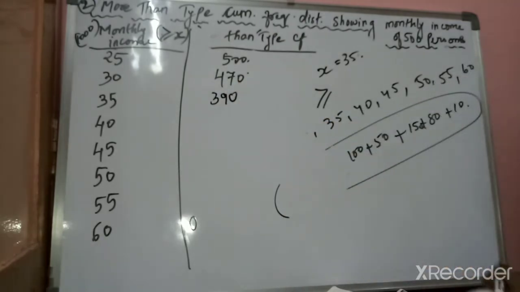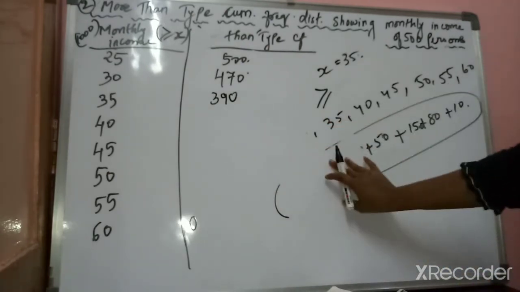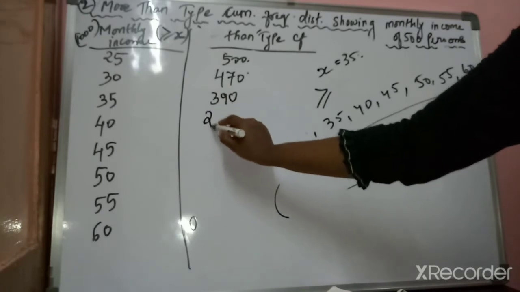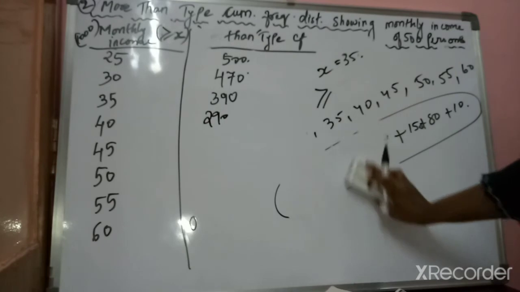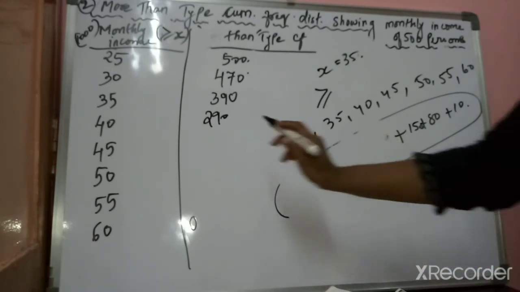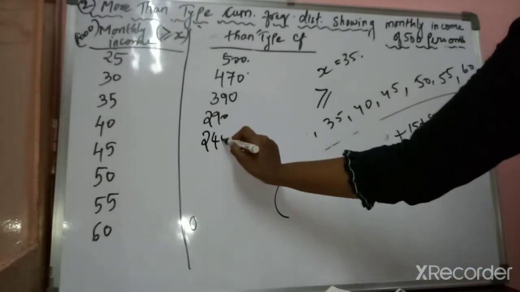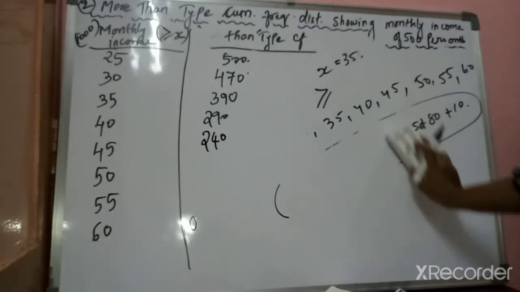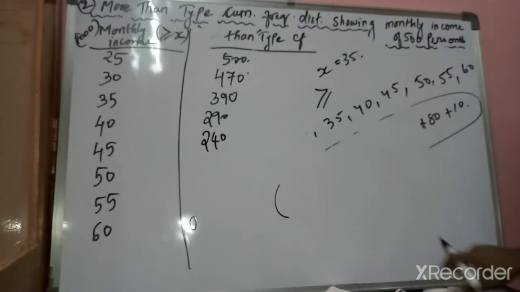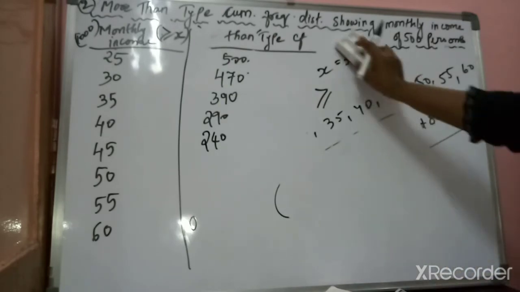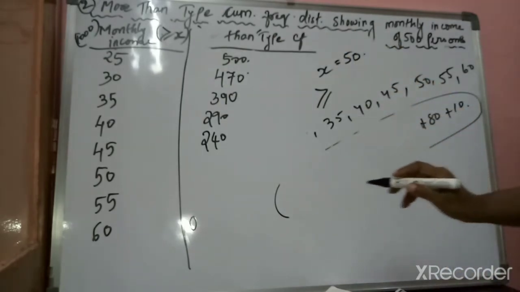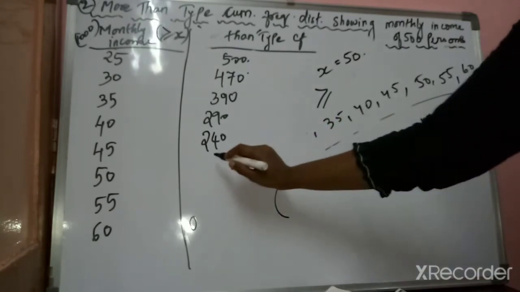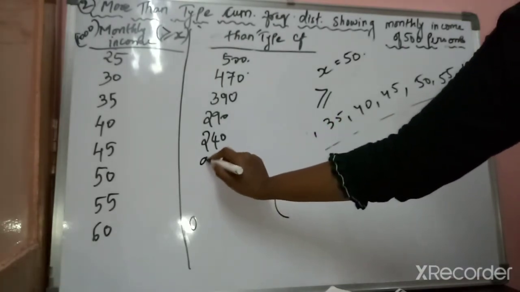Clear with this? Now again deduct 100. So 390 minus 100, it was 290. Clear? Again deduct one more. So it would be now 240. Now again deduct one more. Now your x is 50. So your x is 50. I hope this is clear to you. Now deducting one more, we are getting it as 90.